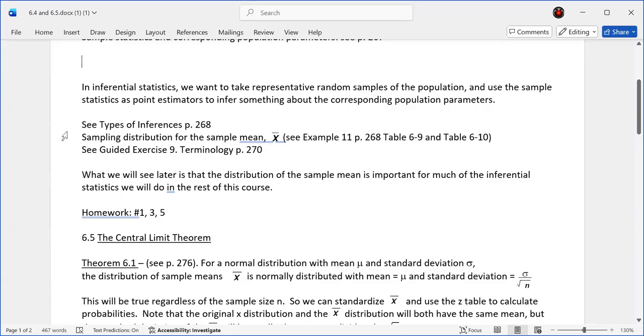So make sure you look at this information about types of inferences, sampling distribution for the sample mean X bar. Make sure you look over examples 11 and the two tables that I have referred to here. Take a look over guided exercise 9 and also terminology on page 270. What we're going to see later is that the distribution of the sample mean is important for much of the inferential statistics we're going to be doing for the rest of this course.